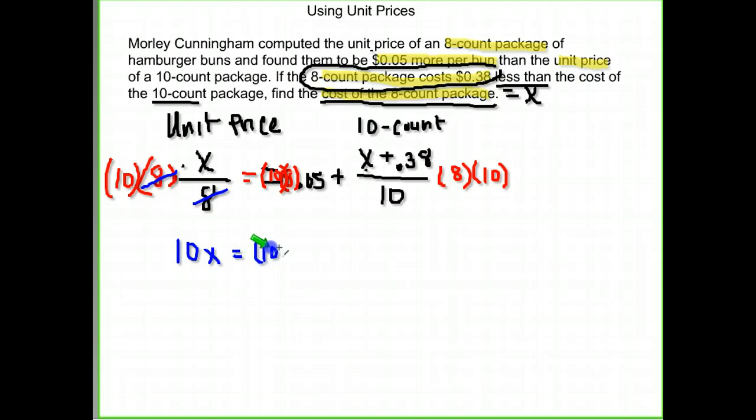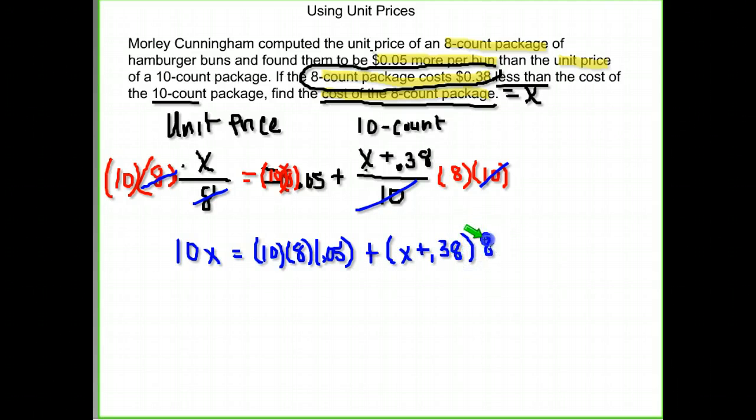Equals, well, this is still 10 times 8 times 0.05, because we didn't eliminate anything. There was no fraction there. And my final one here, the 10, again, the reason we multiplied was to cancel that denominator. I am left with an 8. So I end up with x plus 38 cents, or 0.38 times 8.